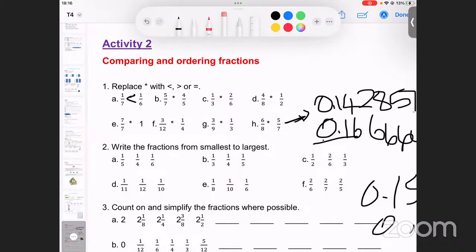So if 5/7 is bigger than that one, that means the answer is going to be greater than. But if they are having the same number when you convert them to decimals, that means they're equal. And then if 5/7 is less than, that means you're gonna put the less than sign, which I indicated earlier on. This is less than, greater than, equal to. Okay.